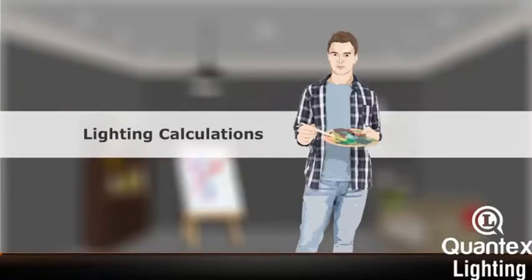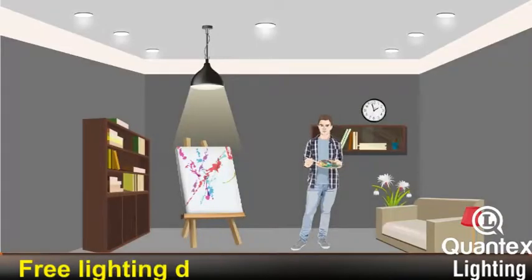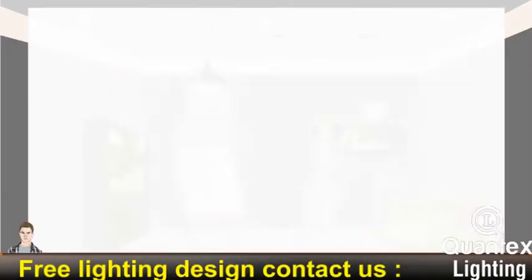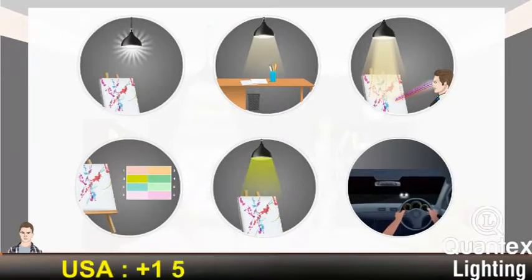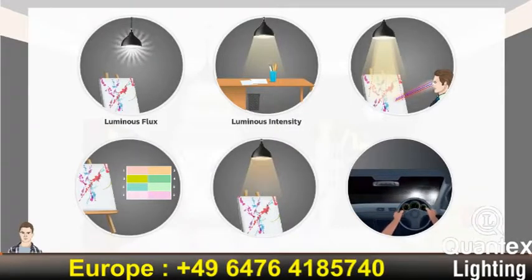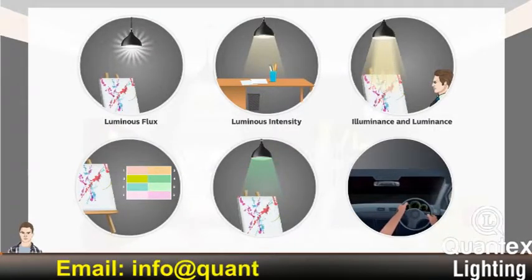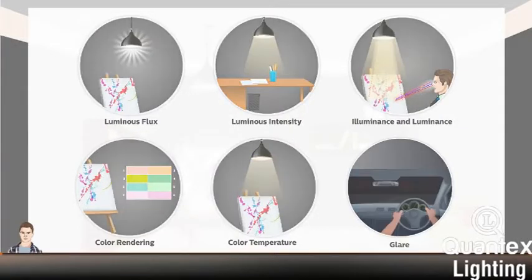In this nugget, we will learn about the basic lighting calculations that are required to carry out a lighting design. A lighting design helps us identify the most appropriate lighting levels for different environments. A number of factors should be kept in mind while creating a lighting design, such as luminous flux, luminous intensity, illuminance and luminance, color rendering, color temperature, and glare.